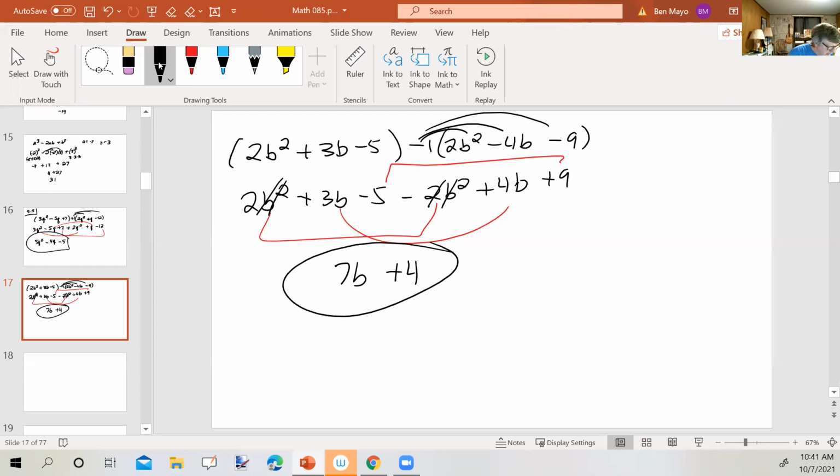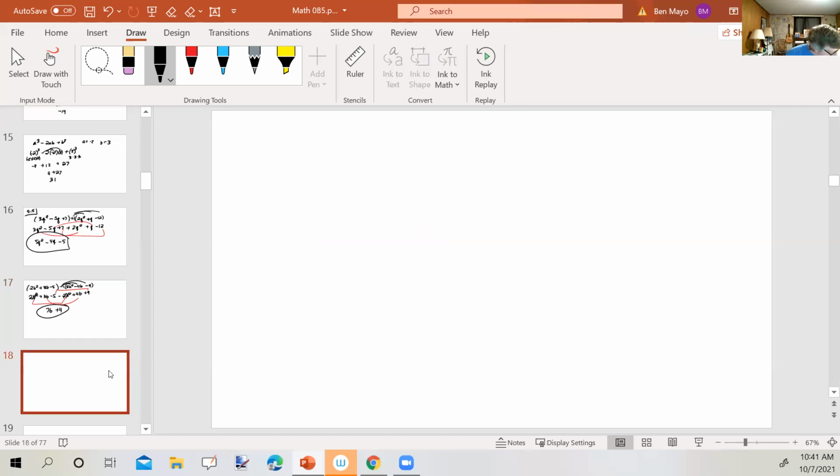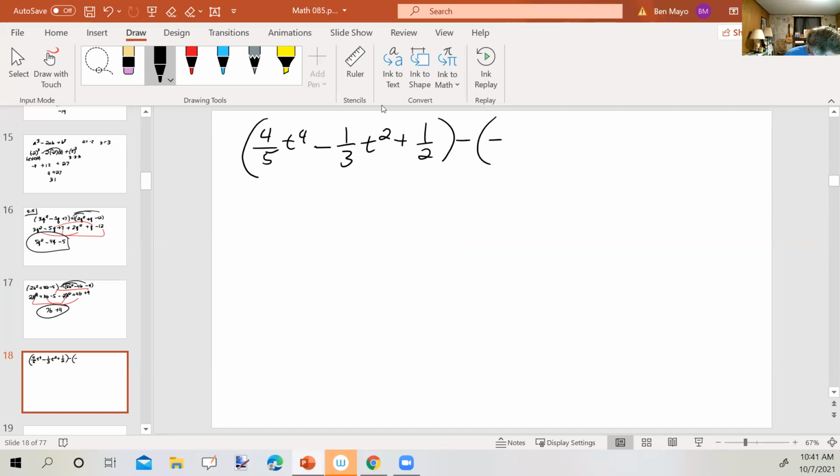Okay. Let's do one with fractions. So how about this situation? Let's see, we've got 4/5 t to the 4th power minus 1/3 t squared plus 1/2 minus the quantity negative 1/2 t to the 4th plus 3/8 t squared minus 1/16.